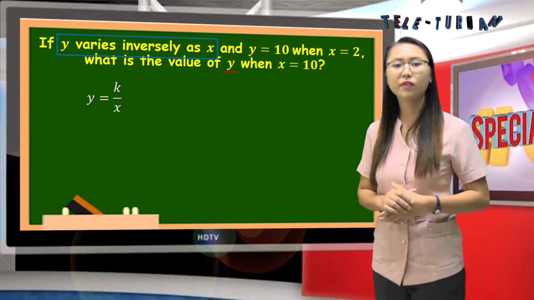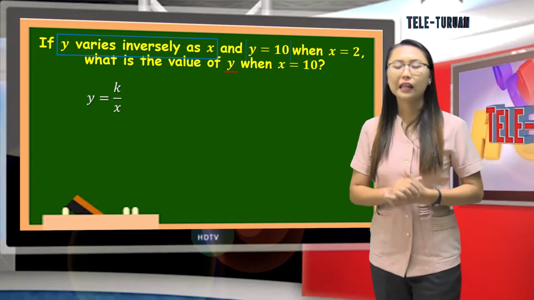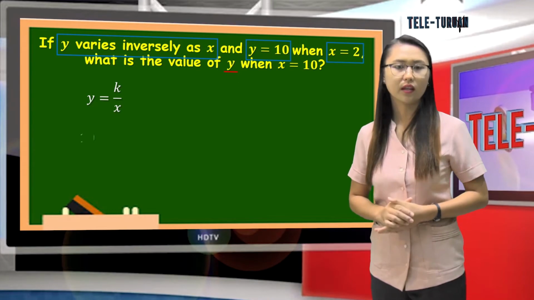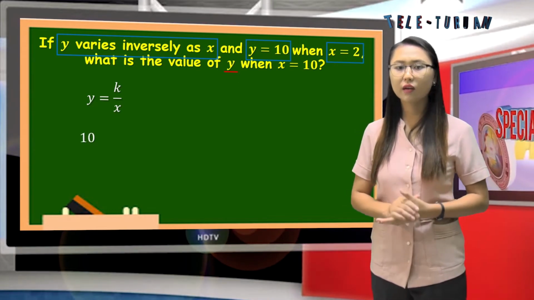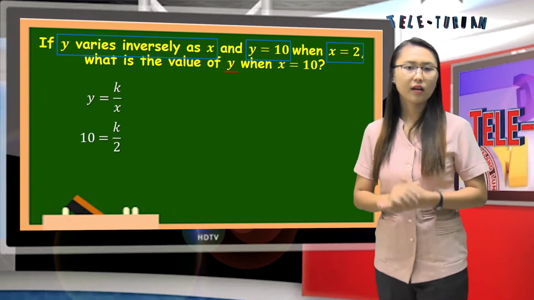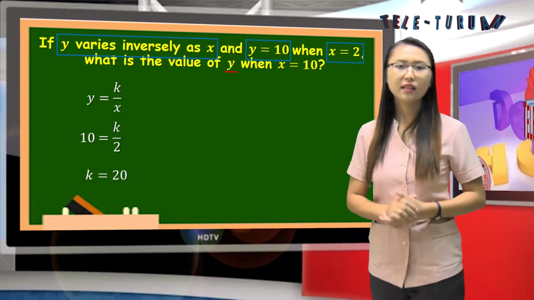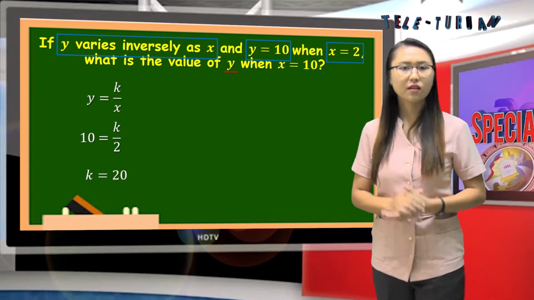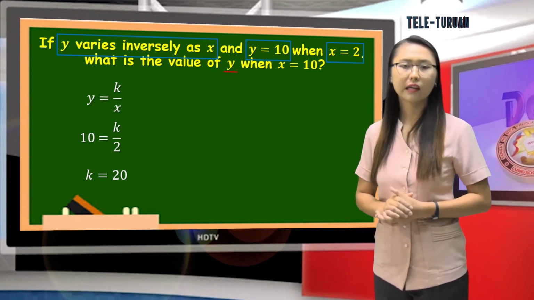Next is to solve for the value of k. Let us substitute the first values of y and x into the equation. It will become 10 equals k over 2. By cross multiplication, 10 times 2 is equal to 20. Our constant of variation is 20.